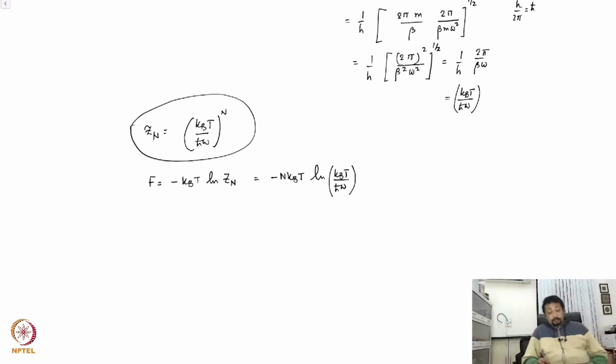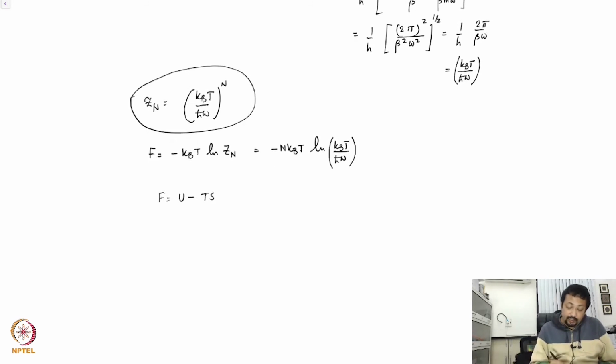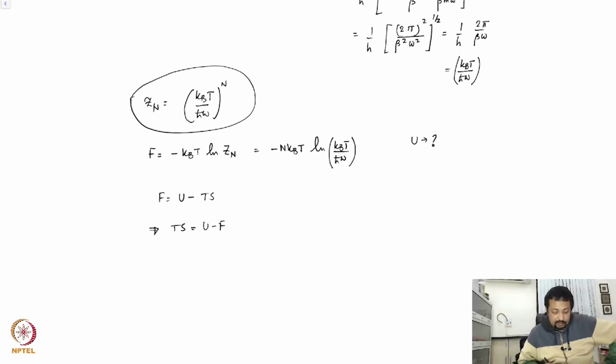Now one can determine the entropy from this relation. How do you determine the entropy? Well, we know the route. F is U minus TS, and I have to figure out what U is going to be, and therefore this would imply that TS is going to be F minus U. Am I right? U minus F is going to be TS, right?